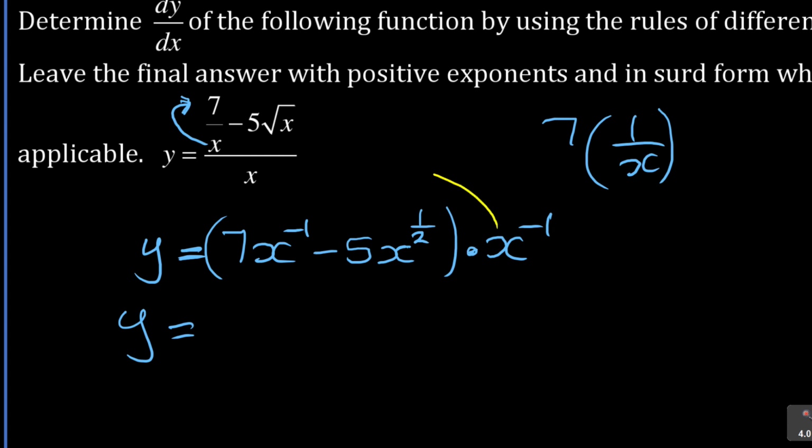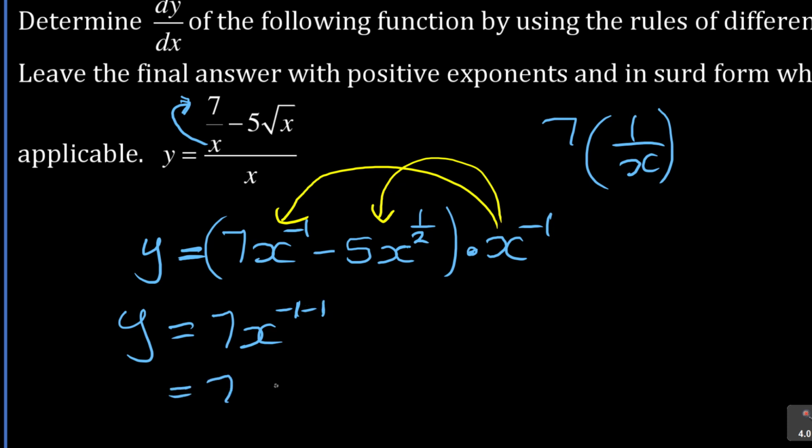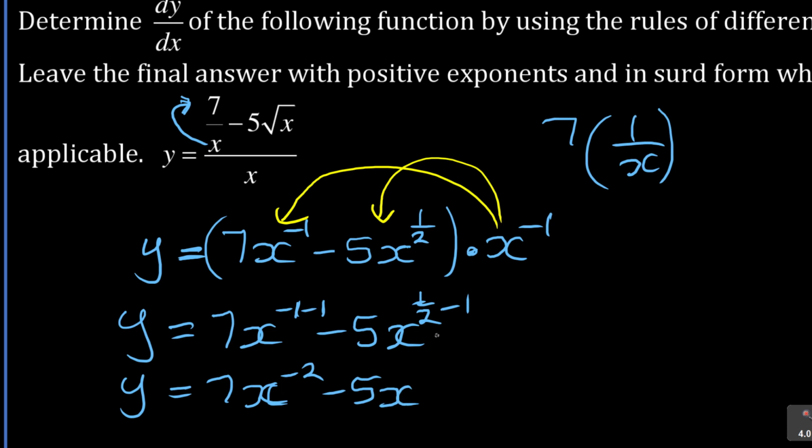So now, how does it go? This goes there, so we'll have 7. Now x, since we're multiplying, will add that negative 1, so it'll be minus 1. Then it'll be minus 5 x to the half minus 1, because you are adding those. So that's 7 x to the negative 2, minus 5 x to the negative half minus 1. That should be negative half.